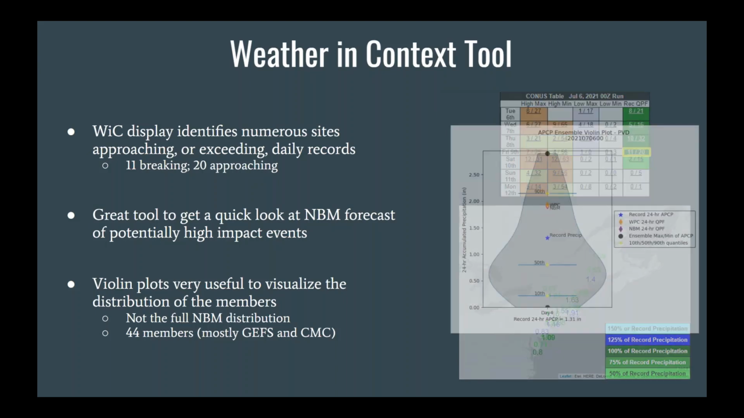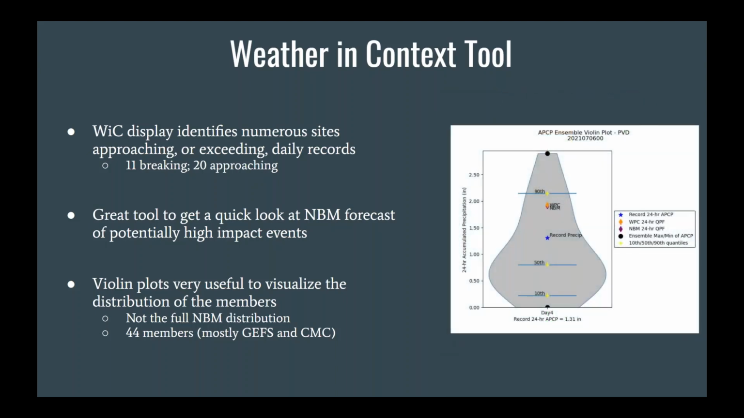Violin plots are really useful to visualize the distribution of the members. Now, it's not the full NBM distribution. The weather context tool has its own basic ensemble group, and it's mostly made up of raw and bias-corrected Canadian ensemble members and raw and bias-corrected GEFS members. And then in addition to that, you have WPC and NBM, I believe. On this violin plot, WPC and NBM are highlighted, forecasting about 1.75 inches for this location. This is for Providence, Rhode Island.